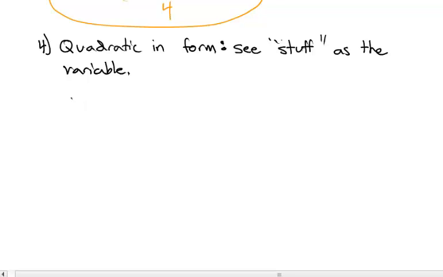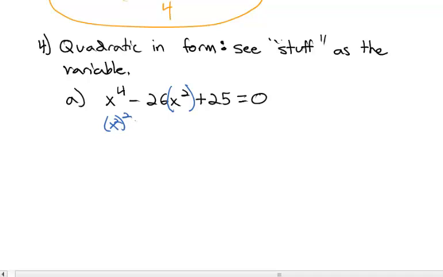So to set up a simple example first, if we've got x to the 4th minus 26x squared plus 25 equals 0. Notice the x squared is in the middle instead of a regular x. If we think about the x fourth as x squared squared, we've got stuff squared minus 26 times stuff plus 25 equals 0.